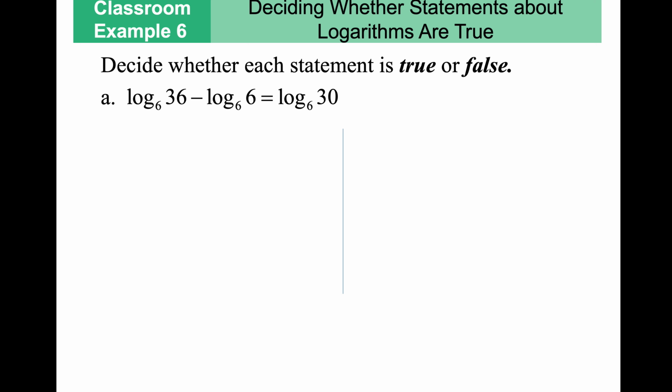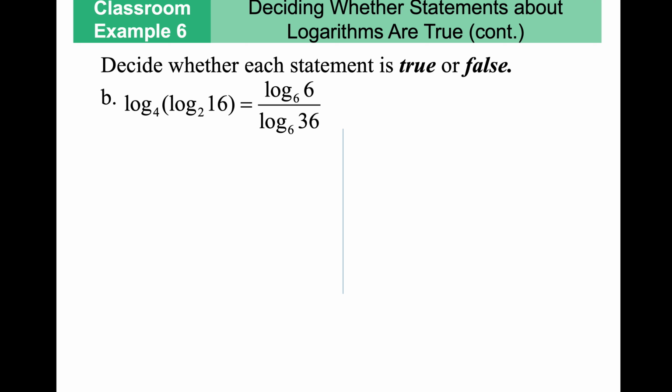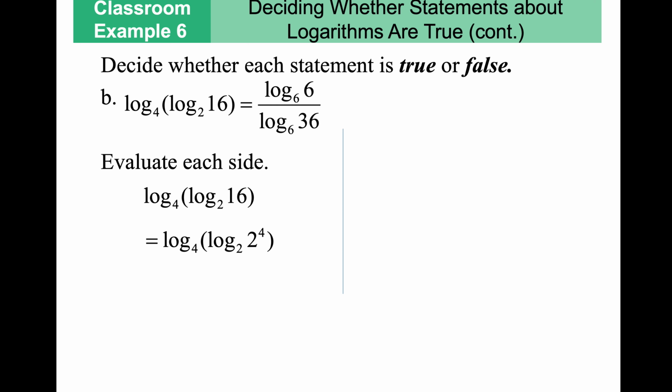Let's decide if this is true or false. So if I have subtraction, that becomes a quotient. Now, is this an equivalent statement to what's on the other side? Let's see. Okay, log base 6 of 30, I can't do anything to that to make it look like the left-hand side. Here, okay, I have a log inside of a log, so I'm going to have to take care of that first. So I get that 16 is a power of 2, it's 2 to the 4th. Now the log base 2 and the 2 are going to cancel, and that's going to be 4.